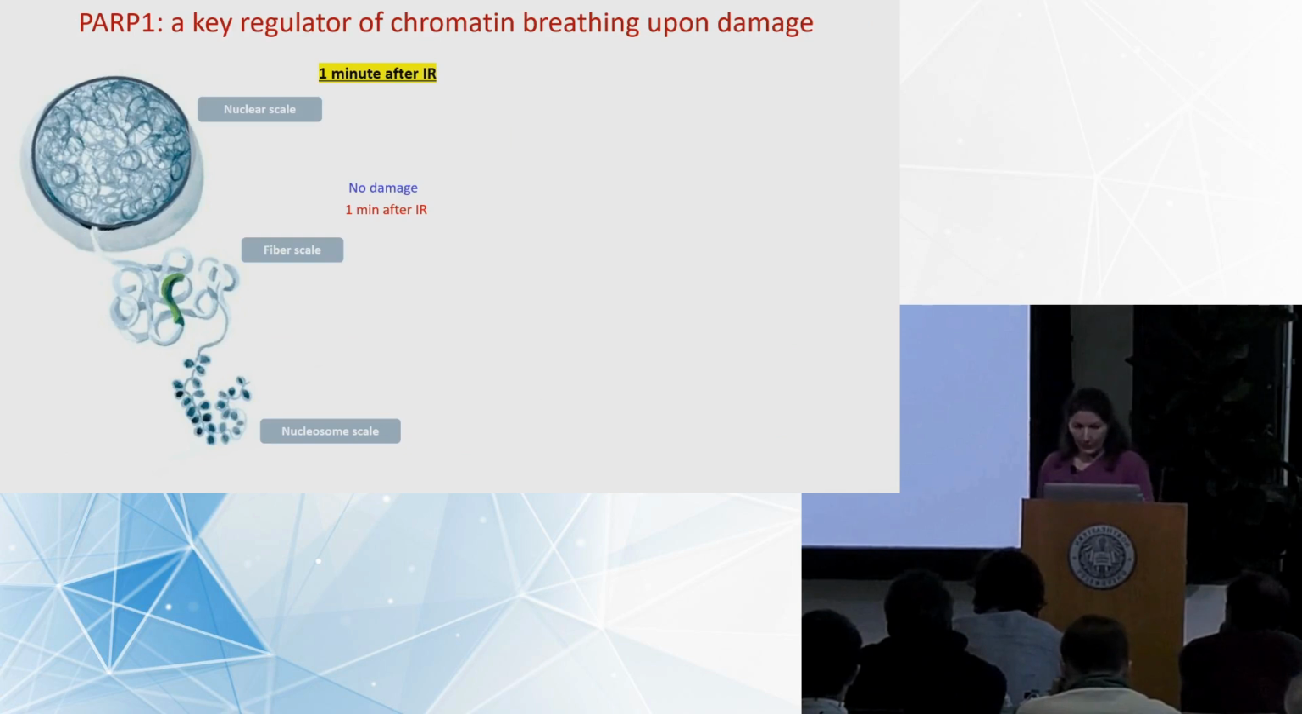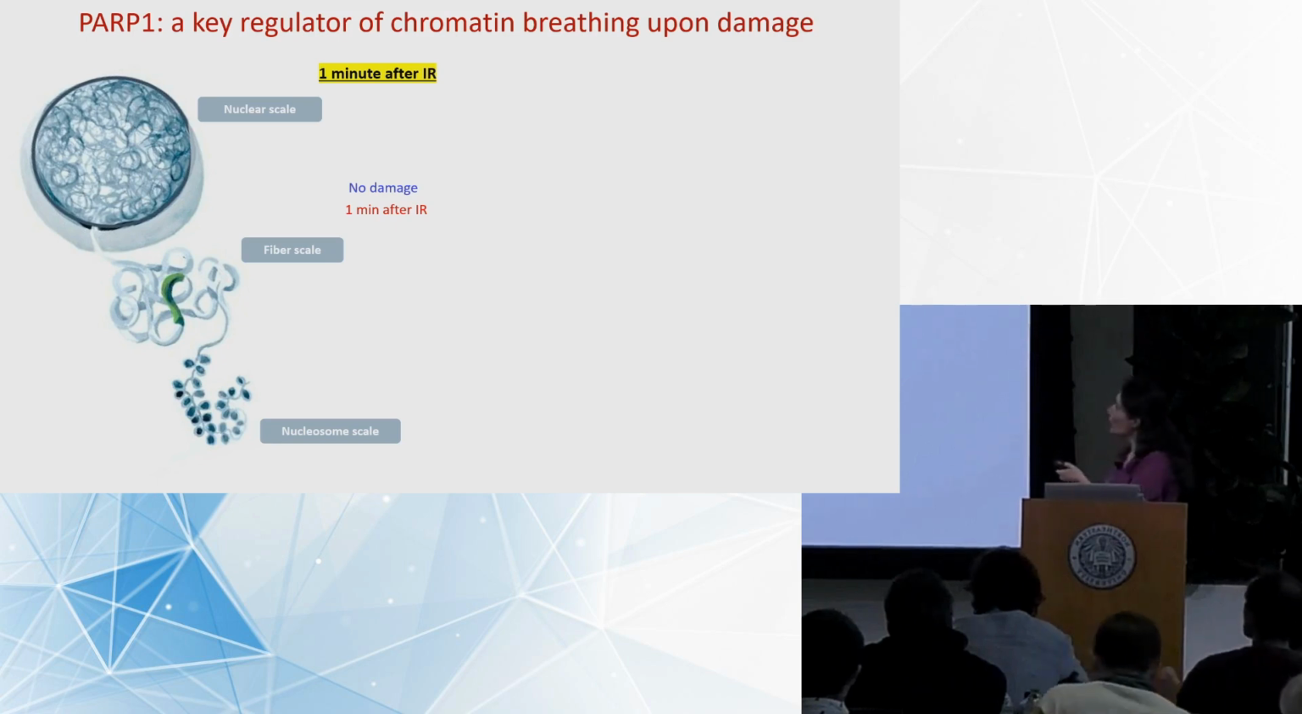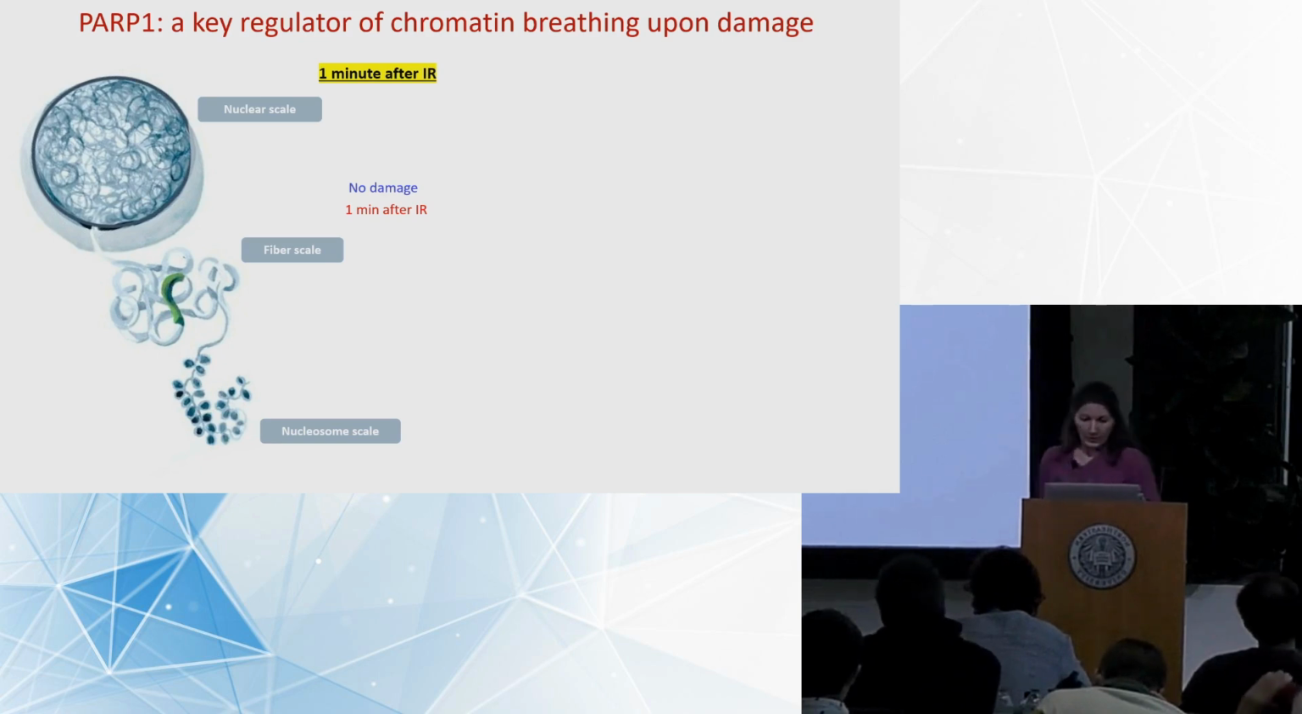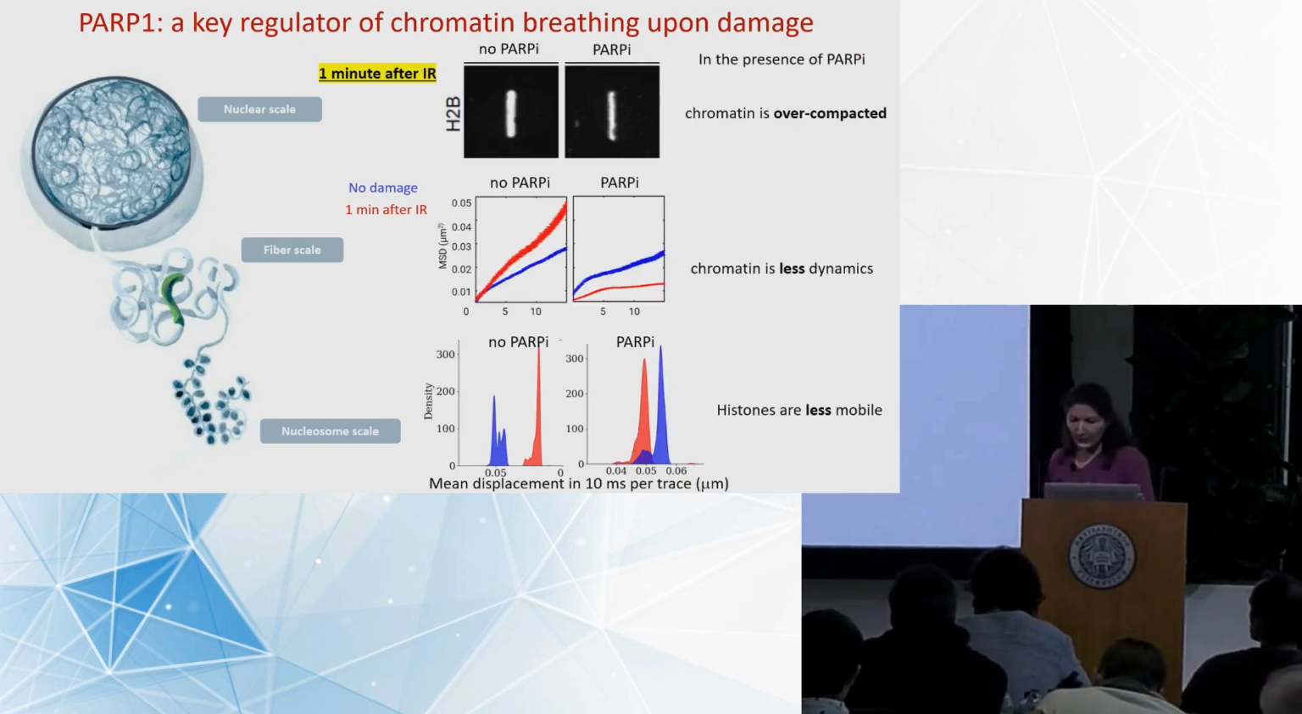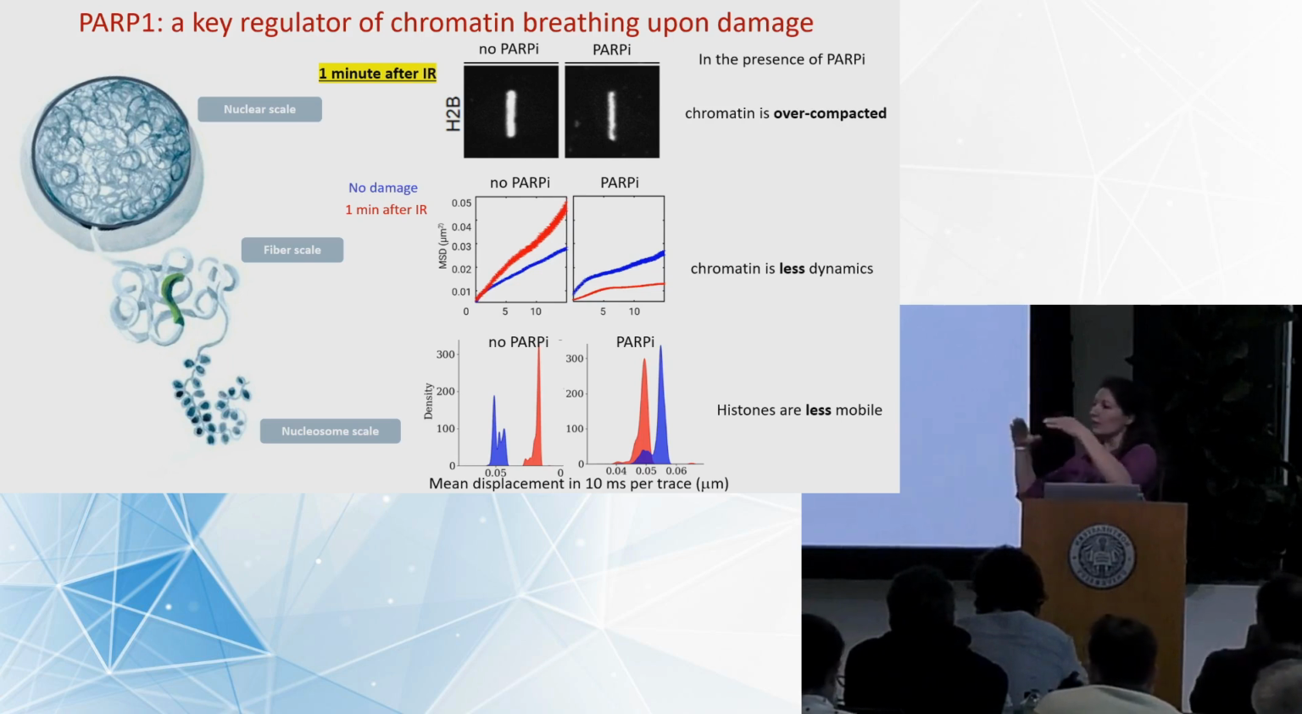So, what is happening exactly? Is there a role for PARP1? We saw that PARP1, in fact, is a key regulator of chromatin breathing upon damage. So we looked again at these three scales, and what we found is that if we use an inhibitor of PARP1, we used talazoparib, we couldn't find again this chromatin expansion following DNA damage.